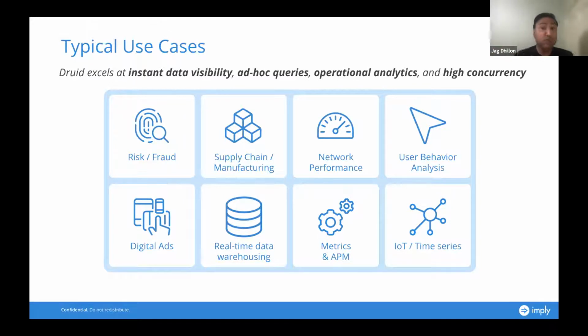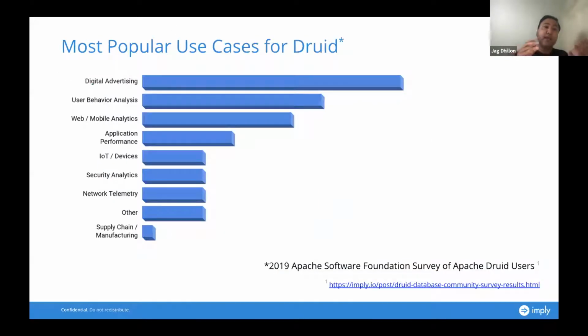Network performance, user behavior analysis, clickstream, right? Digital ads, real-time data warehousing, IoT. This is the type of data that is happening as we speak, and it is growing very quickly, and it's got a lot of users. That's where the use cases are for Druid, the sweet spot for it, right? And this is what we have found out from the market.